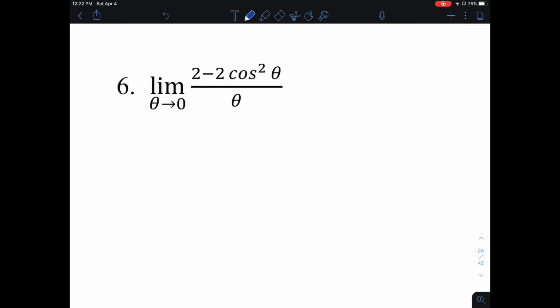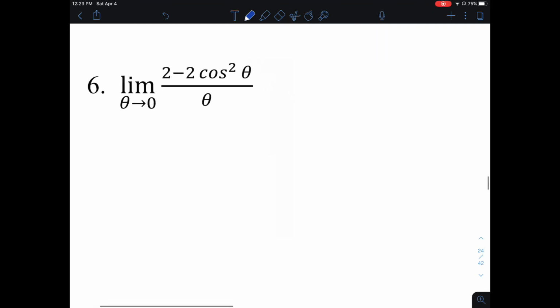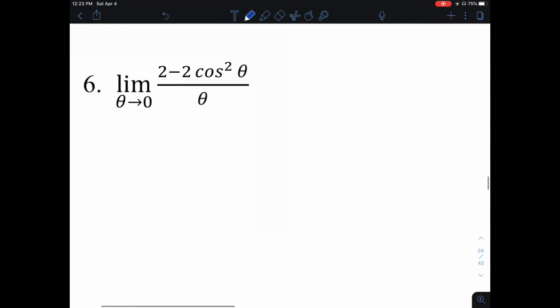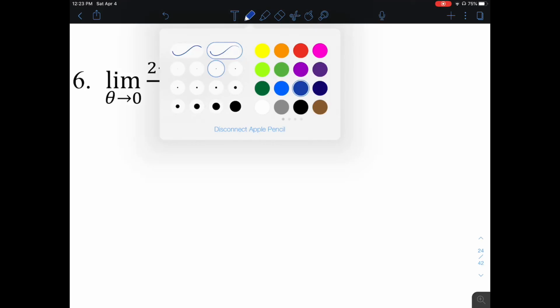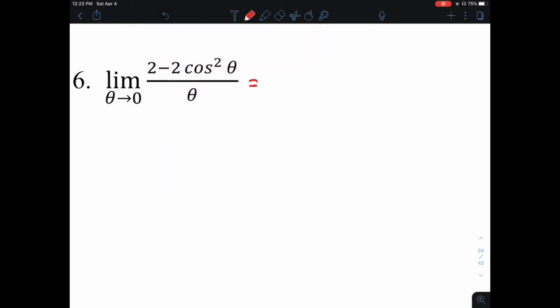Number 6, once again, I encourage you to try this on your own first. I want to try, I don't know what to do. So when in doubt, do something. If you don't know what to do, do something.